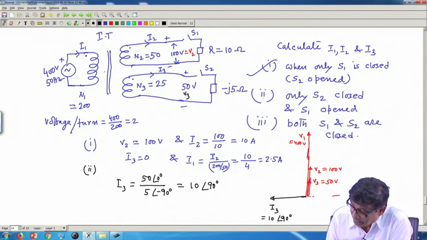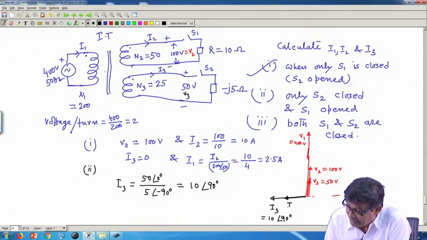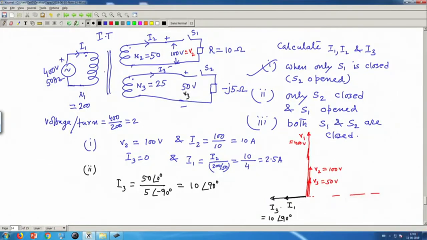So, your I 1 and they will be in phase. Why? Because they have to balance off the MMFs. So, I 1 which is equal to I 3 dashed will be equal to 10 by 8 into 90 degree. Please try to follow me.